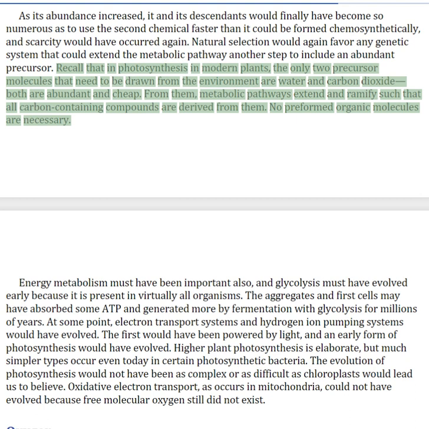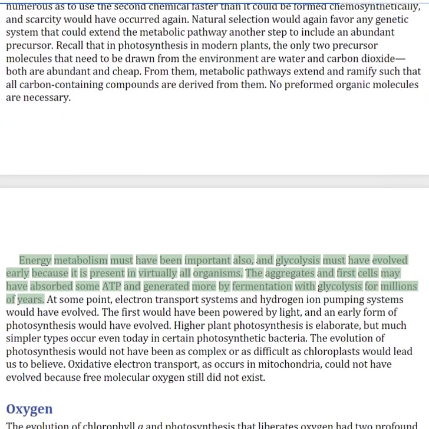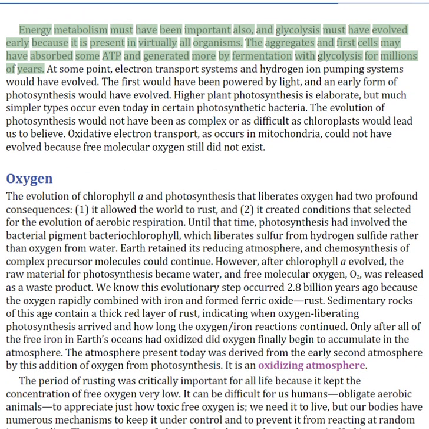Both are abundant and cheap. From them, metabolic pathways extend and ramify such that all carbon-containing compounds are derived from them. No preformed organic molecules are necessary. Energy metabolism must have been important also, and glycolysis must have evolved early because it is present in virtually all organisms. The aggregates and first cells may have absorbed some ATP and generated more by fermentation with glycolysis for millions of years.